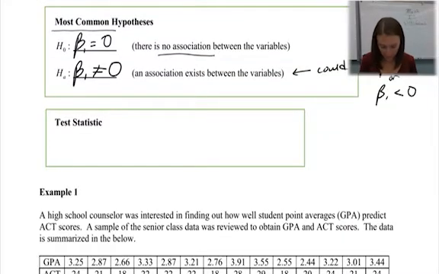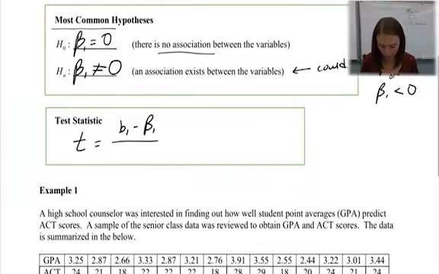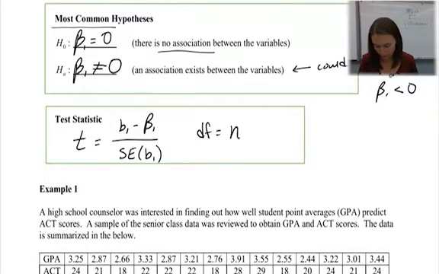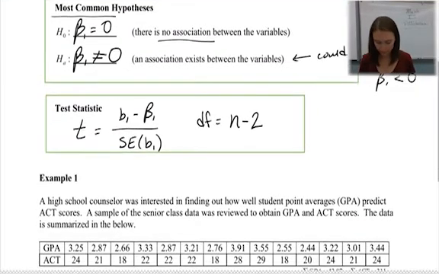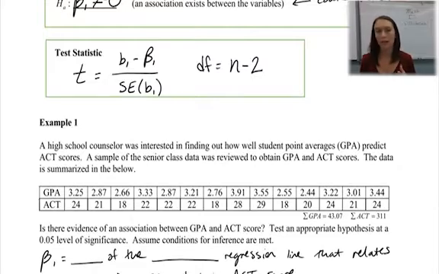The test statistic is t equals b sub 1 minus beta sub 1, so that's our statistic minus our parameter, over the standard error of our statistic. And degrees of freedom in this case is n minus 2. And again, in the previous video I talked about that standard error versus just s for standard deviation. They're a little different, so you'll want to go review that if you are curious.